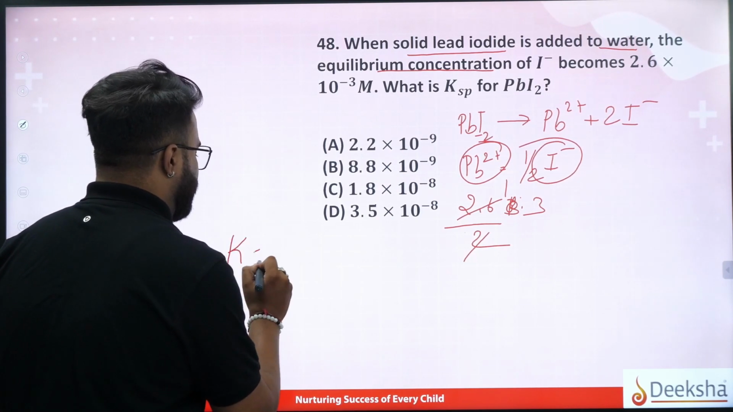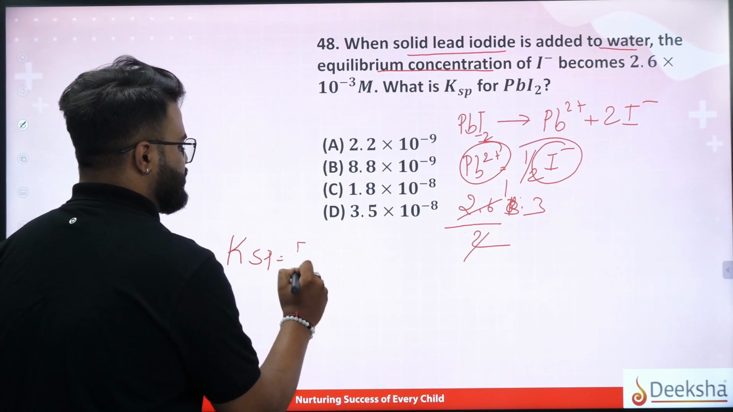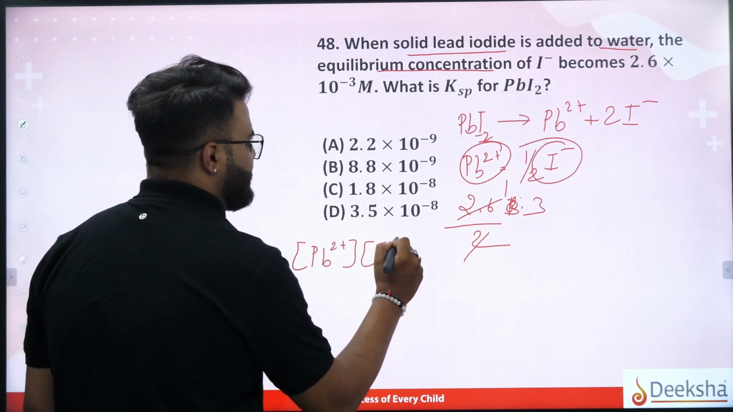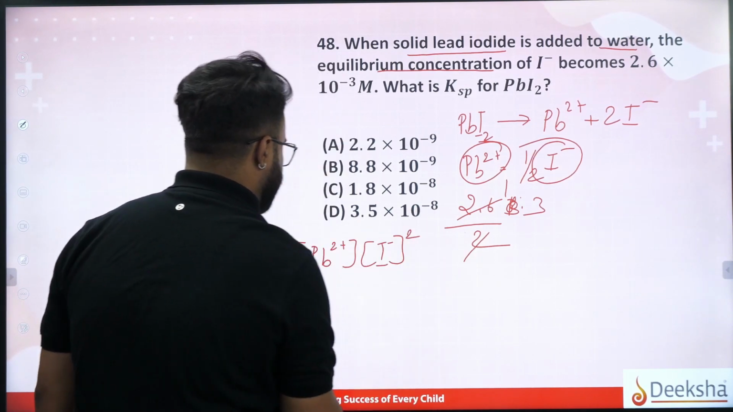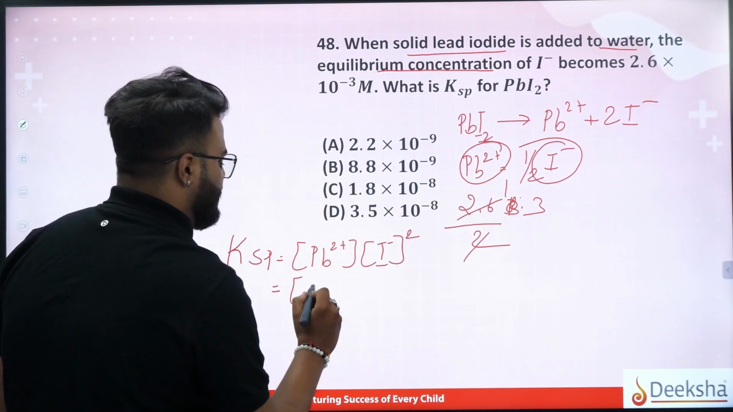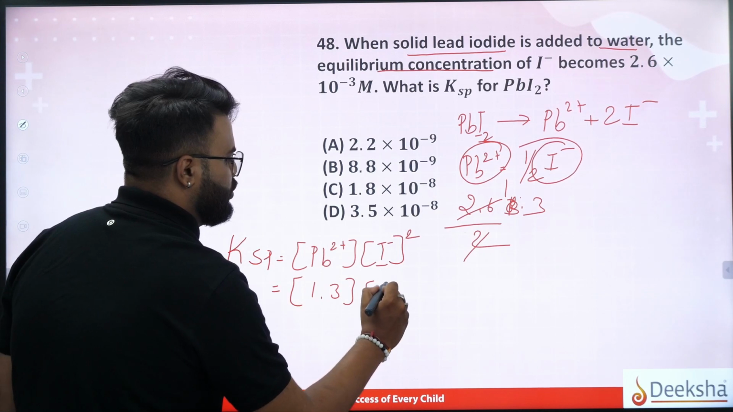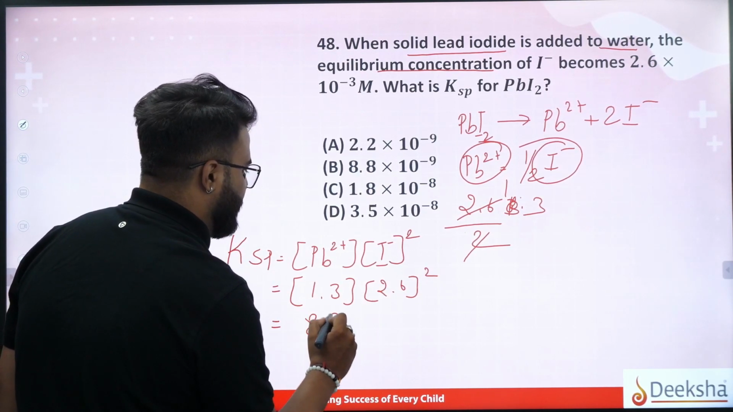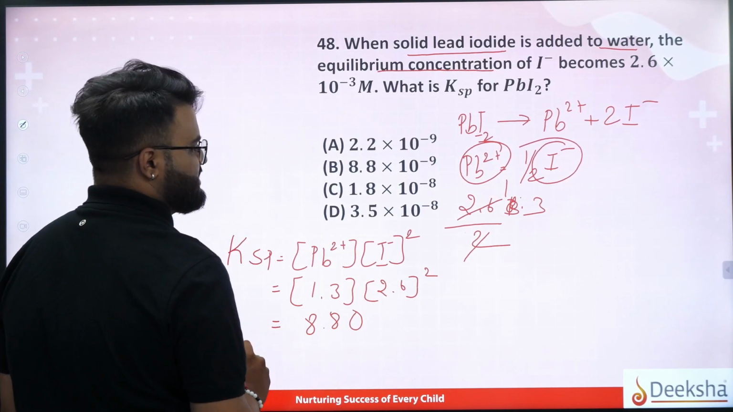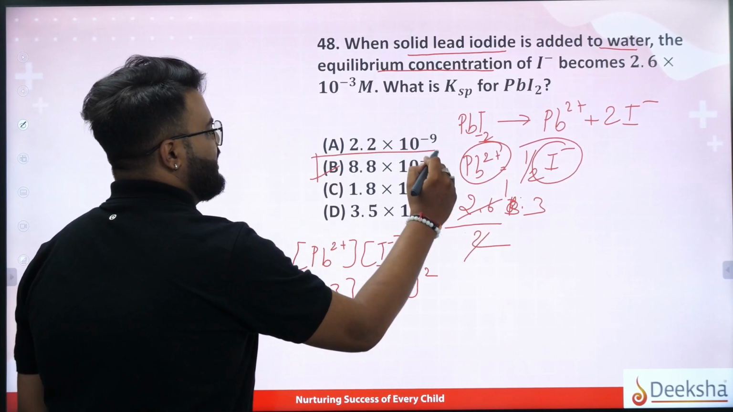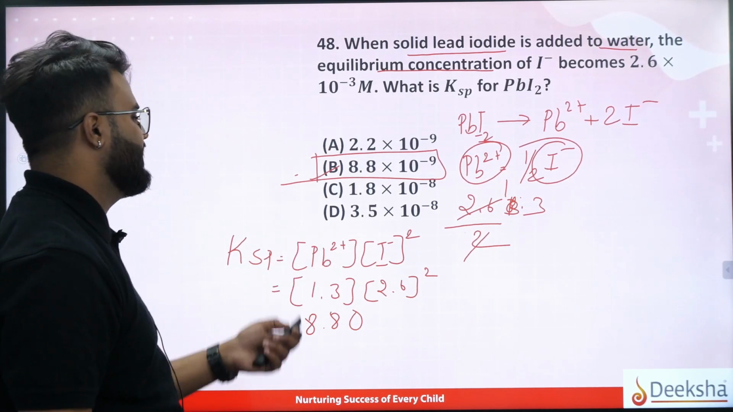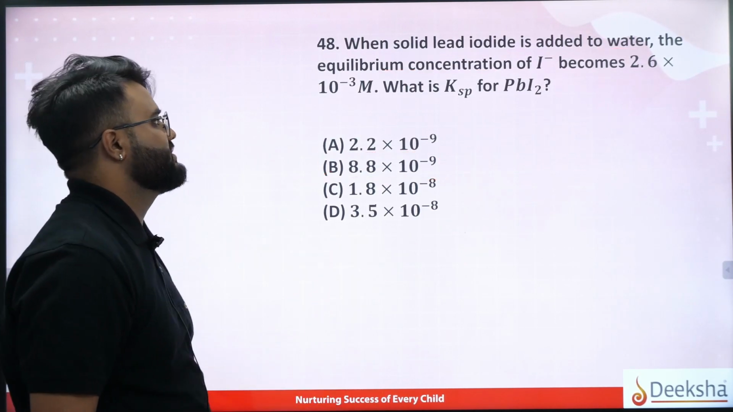So we know that KSP is equal to the concentration of Pb2 plus times the concentration of I minus, so it is squared. The concentration will be 1.3 into 2.6 squared, and we get 8.8. So the concentration will be 8.8. Okay, so for question number 48, option B will be your correct answer.